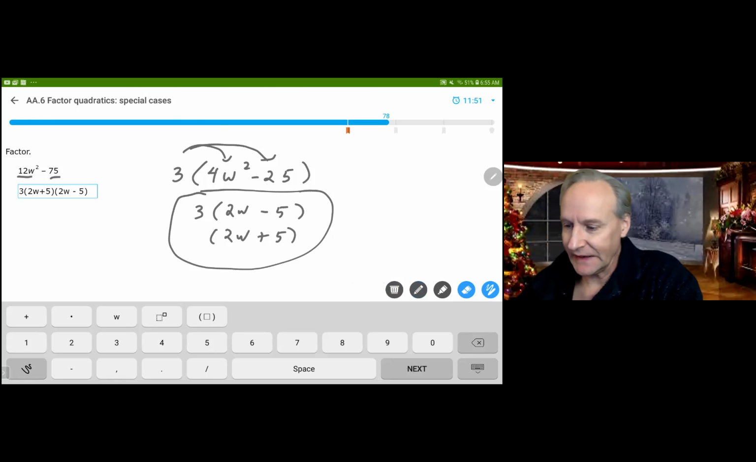Now, some people are going to say they can go directly from here to here, but why would you do that? It's so much easier to take it out first. And then you can see that it's a difference of squares, and it's a lot easier.